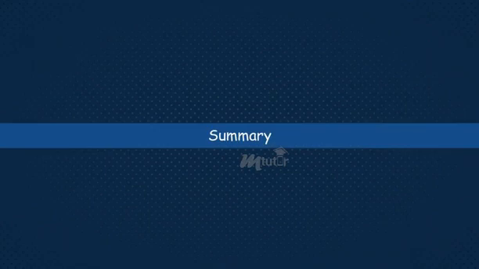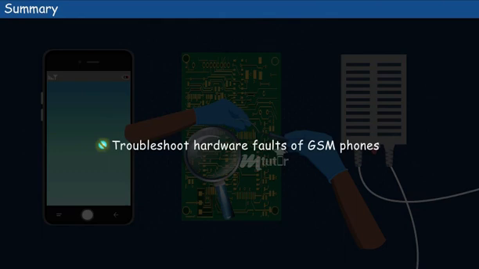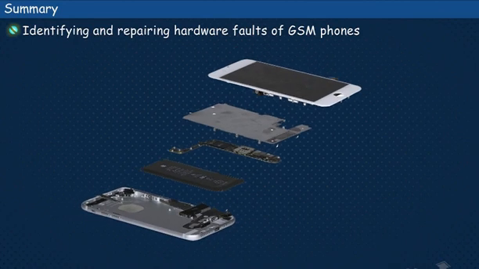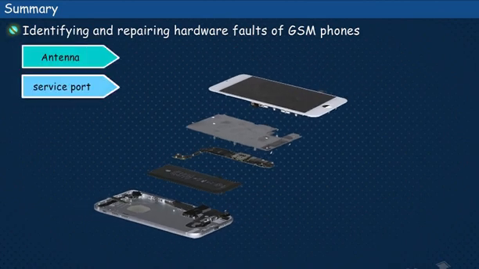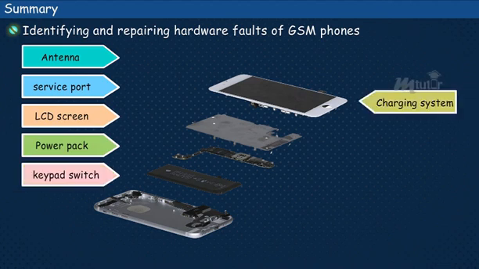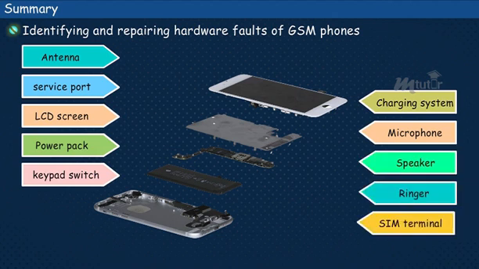Summary. In this topic, you have learned to troubleshoot hardware faults of GSM phones, identify and repair hardware faults such as antenna, service port, LCD screen, power pack, keypad switch, charging system, microphone, speaker, ringer, SIM terminal, switch port.